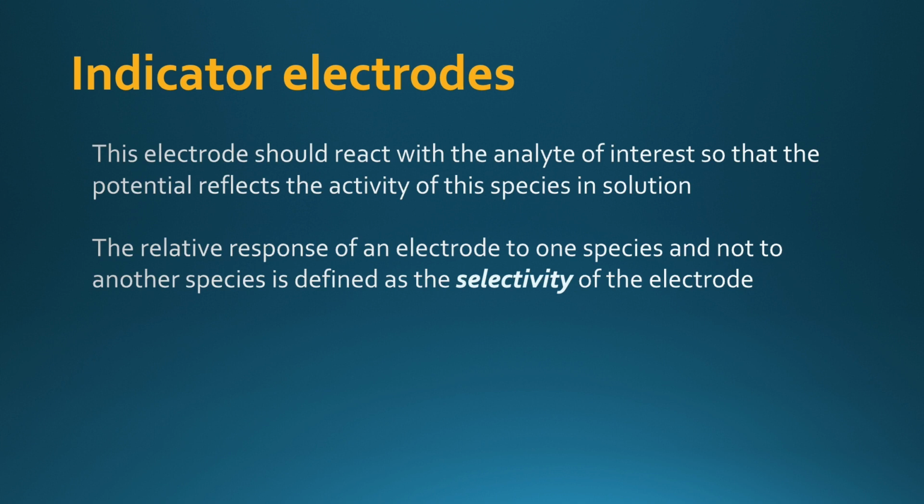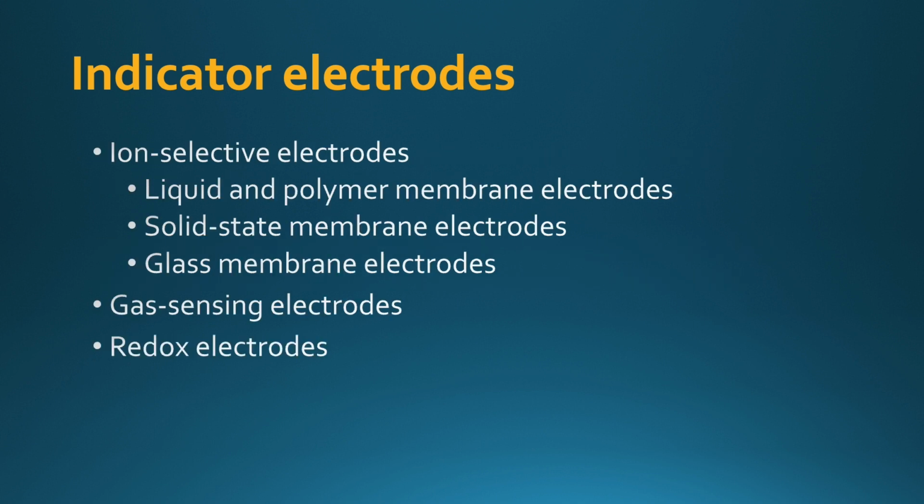The other electrode is called the indicator electrode, and this electrode should react with the analyte of interest so that the potential reflects the activity or the concentration of this analyte in the solution. The relative response of the electrode to one species and not another species is defined as the selectivity of the electrode. It's very important that these electrodes are selective. At the beginning, the electrodes were not very selective, so some modifications were applied to the older electrodes to make them more specific to the analytes of interest. Nowadays, the new electrodes are very selective, and the risk of interferences is limited.